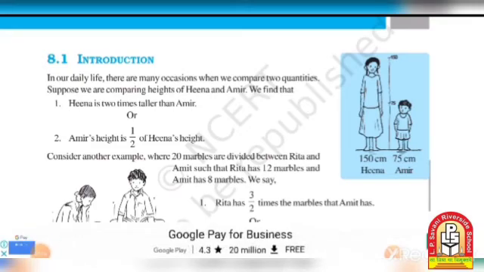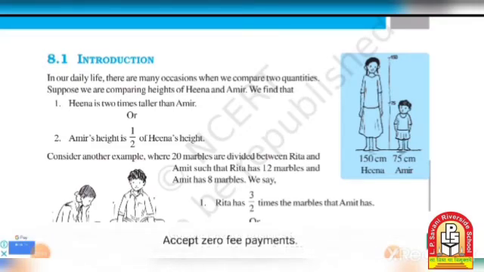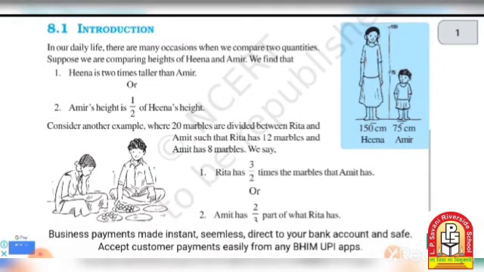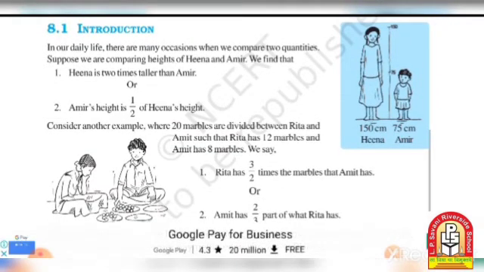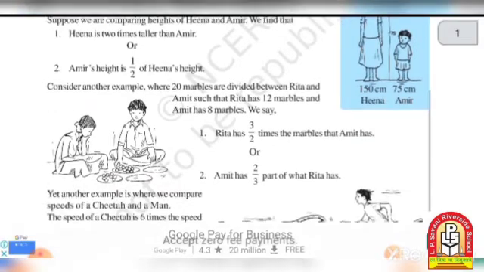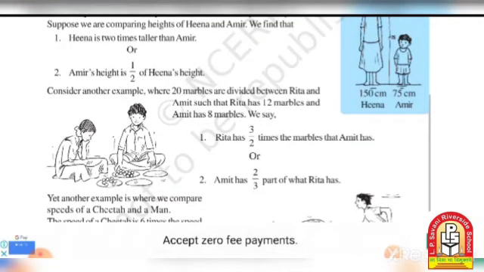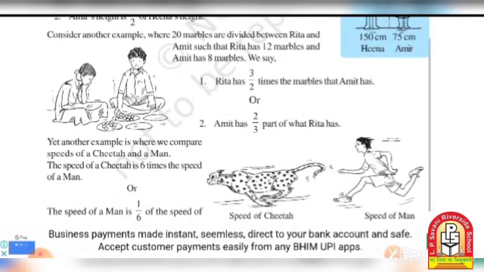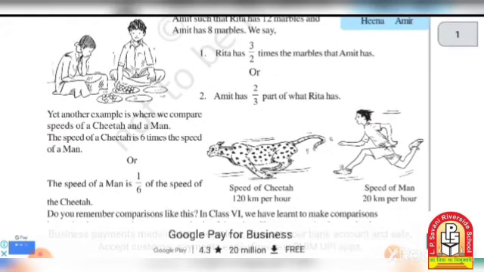Let's know about the introduction. The full chapter we have to learn in the Zoom lectures. It is only an overview and introduction of this chapter. So Hina is 2 times taller than Amir. Okay, so Amir's height is 1/2 of Hina's height. So here you can say that Rita has 3/2 times the marbles that Amit has, and Amit has 2 upon 3 parts of what Rita has.